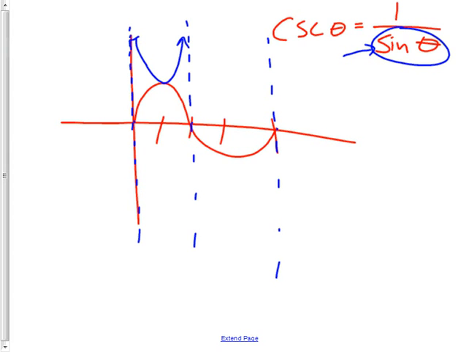I'll tell you why. Do you agree that at this spot right here, sine is equal to 1? And then you'll have 1 divided by 1. 1 divided by 1 is 1, so it matches up right there. And then as this gets smaller and smaller, this will get bigger and bigger. All right, so final answer, that is 1 period of cosecant.